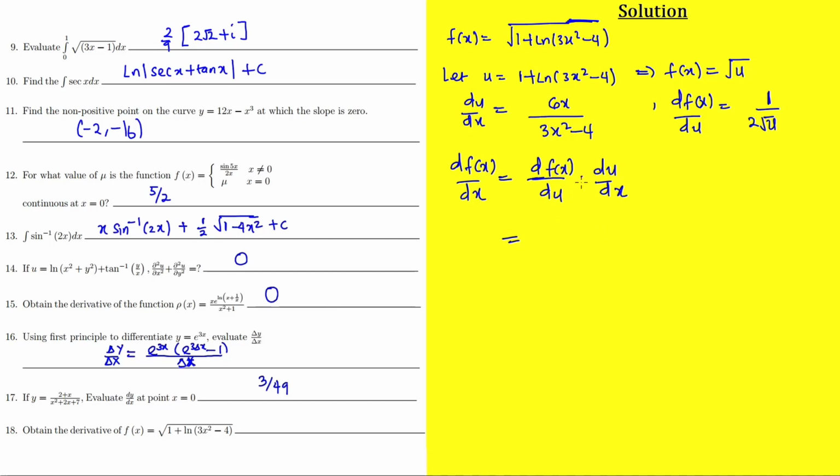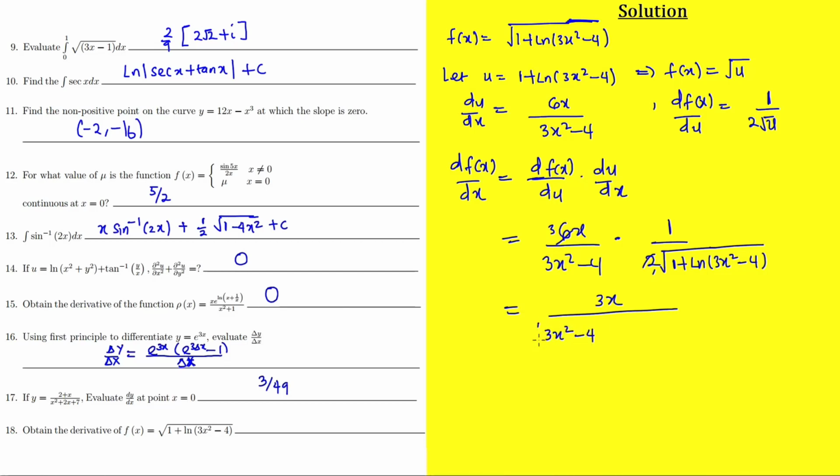6x over 3x² − 4, then multiplied by 1 over 2 square root of u, where u is 1 plus ln(3x² − 4). Okay, and here the 2 will cancel with the 6 to be 3, so that means I'm going to have 3x over 3x² − 4 multiplied by the square root of 1 plus ln(3x² − 4).